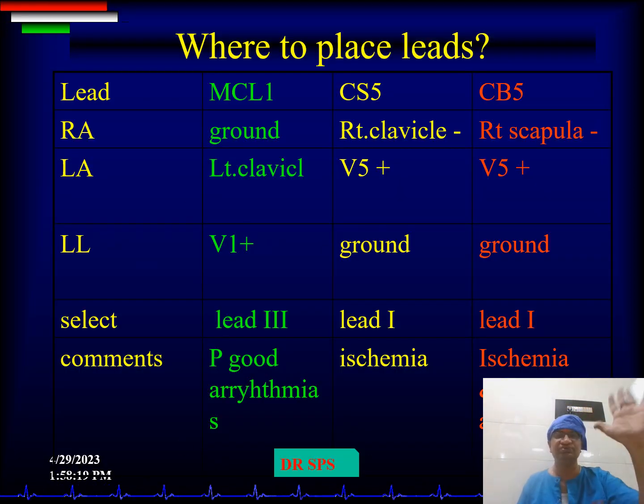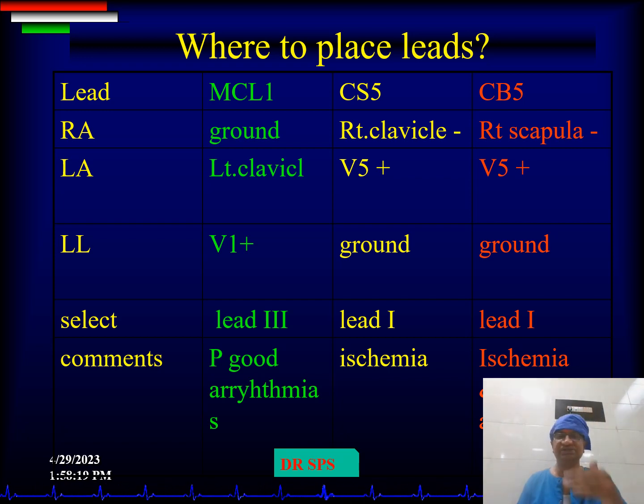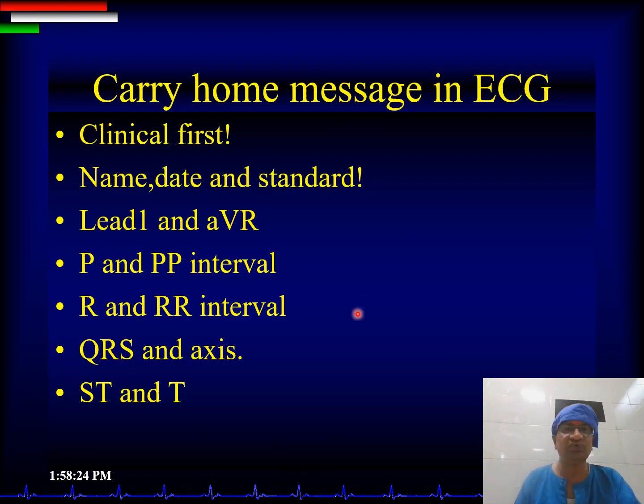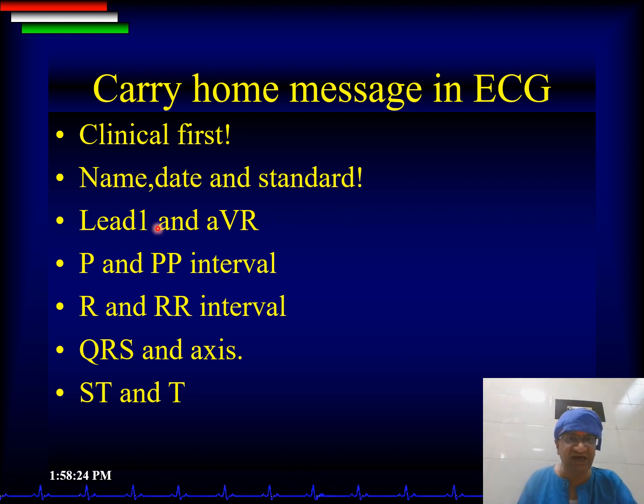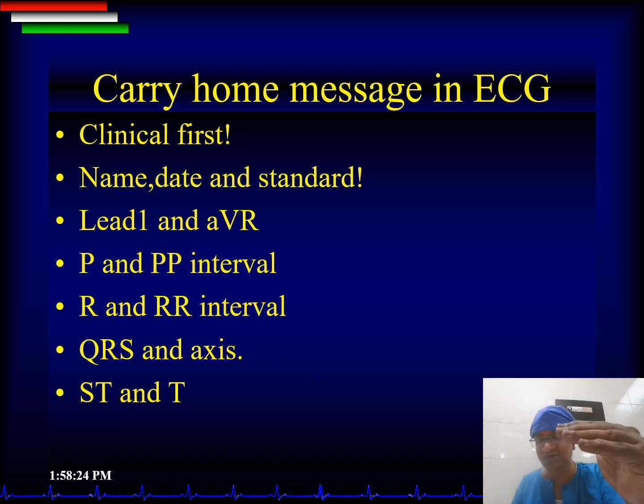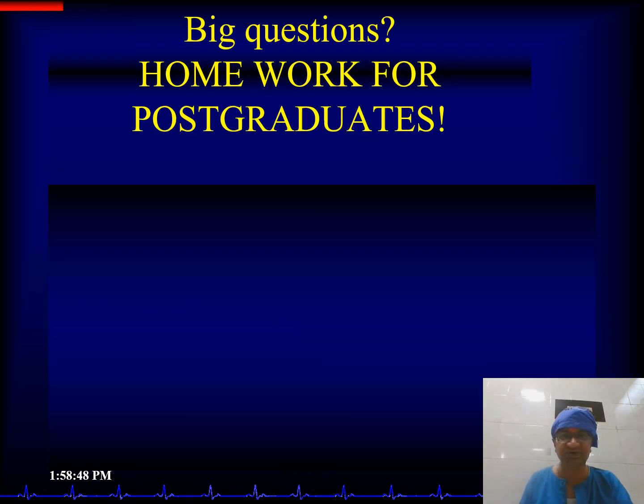So this is now, this MCL was there long back. All these things I've got now. Our clinical first: name, date, and standardization. Lead 1, aVR: lead 1 positive, aVR negative, then you are in sinus rhythm. PP interval, RR intervals, various intervals, QT, PR intervals, QRS and axis. Lead 1 positive, aVF negative, left axis. Lead 1 is negative, aVF is positive, then it is right axis. ST, what is the primary T wave inversion? What is the secondary T wave inversion?